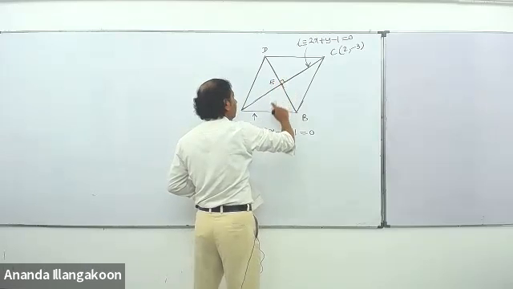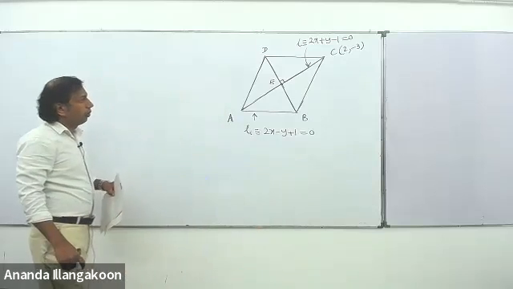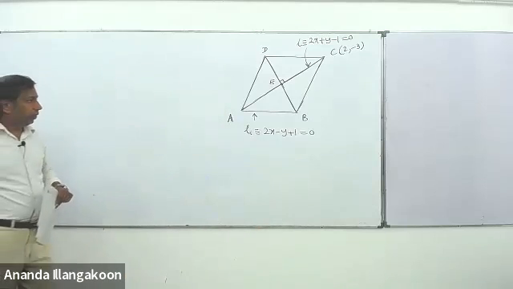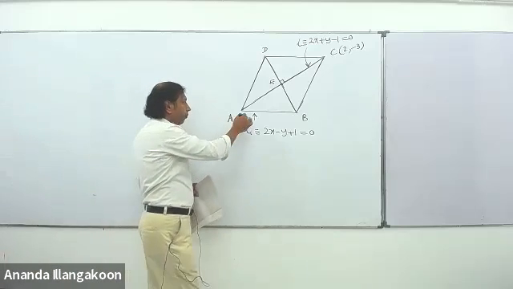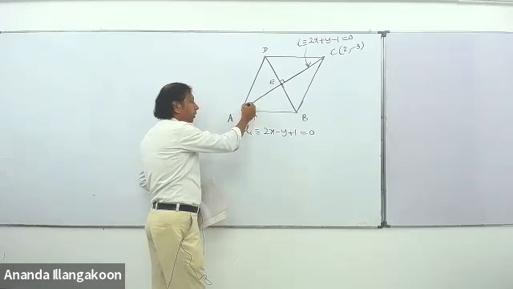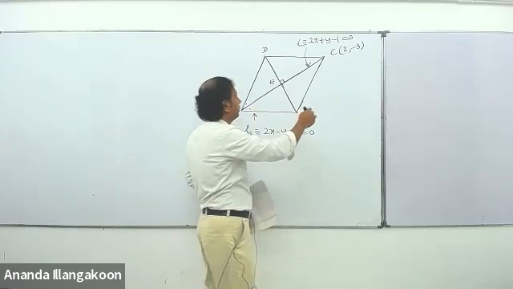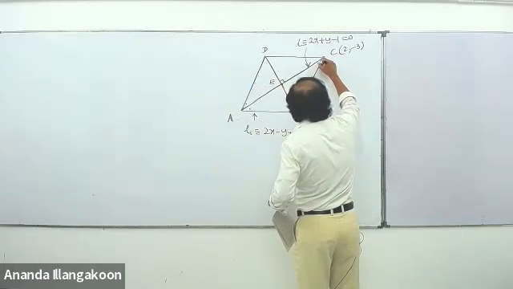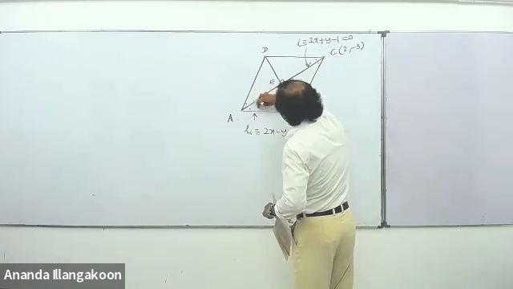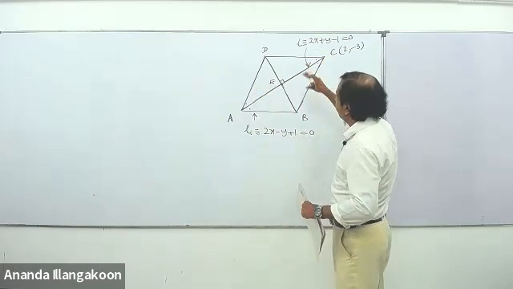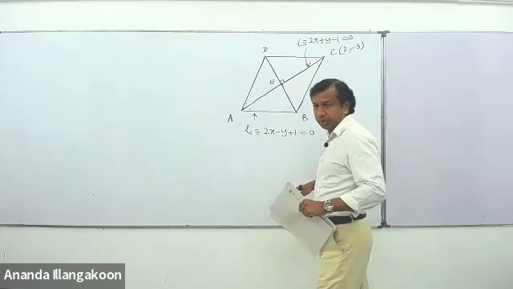The diagonals are perpendicular to each other. Also, these angles are equal because the diagonal bisects the angle at the vertex. These two are also equal. These four angles are equal when this is a rhombus, right? Yes.